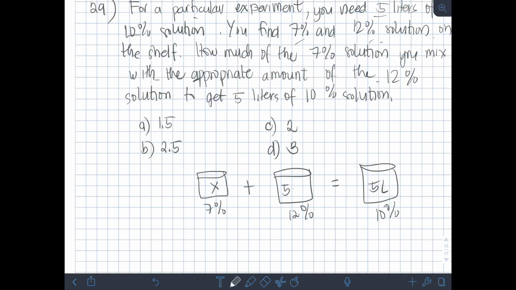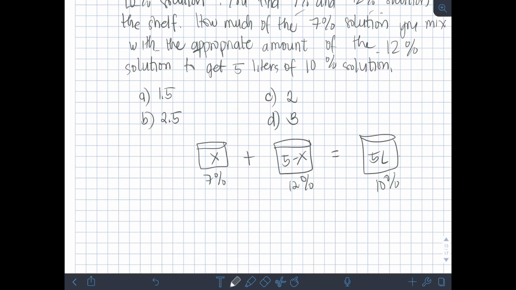Bale, 5 minus x, kasi yung total nila ay 5, right? So, therefore, we can have now the equation. So, 7% of x plus 12% of 5 minus x is equal to 10% of 5.